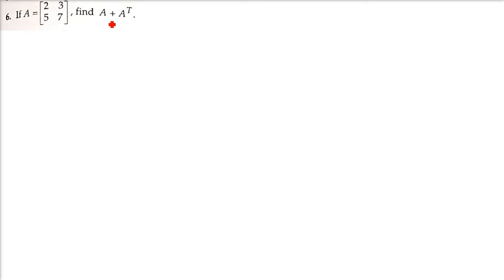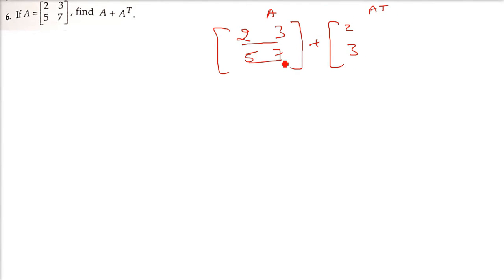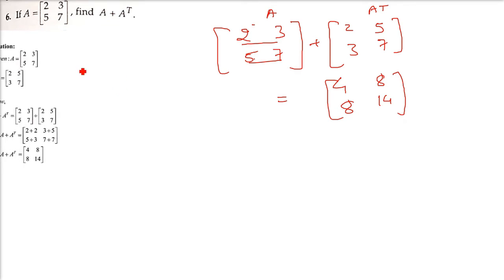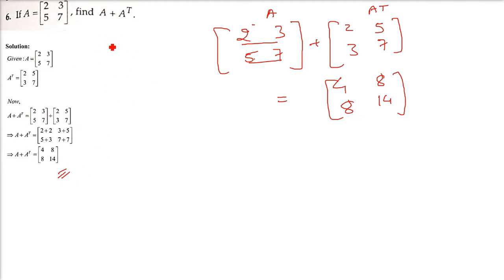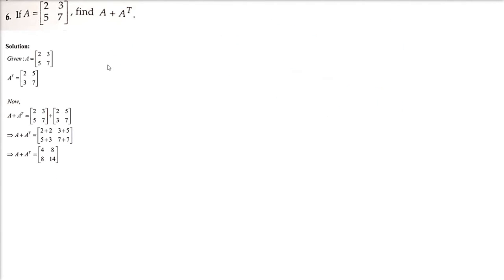Find A plus A transpose. So this is 2, 3, 5, 7. And we'll take the transpose, that is, we'll change the rows to columns. So 2, 3 will become the first column, and 5, 7 will become the second column. So the second one is the A transpose. 5, 7, just write it here, 5, 7. Now just add these two. 2 plus 2 is 4. 3 plus 5 is 8. 5 plus 3, 8. And 7 plus 7, 14. Right? So this is your final answer. Transpose is changing row to column and column to row like that.